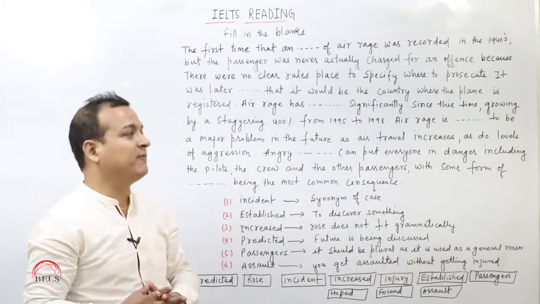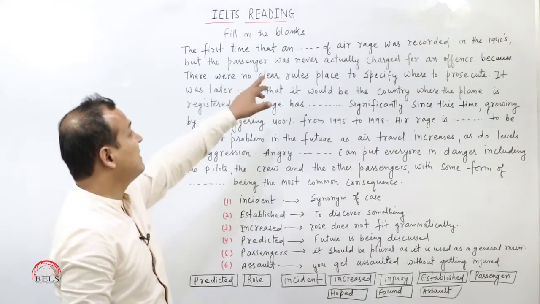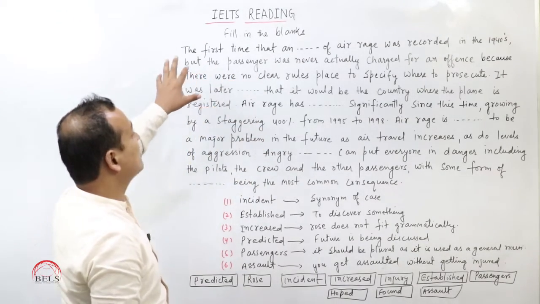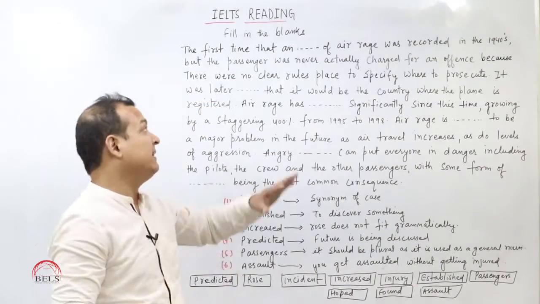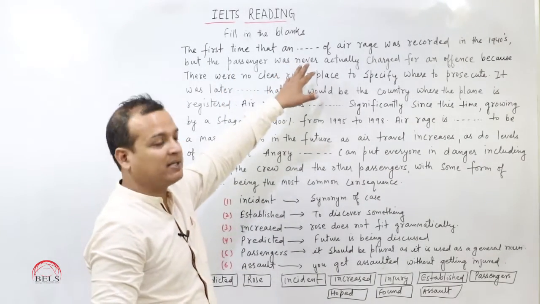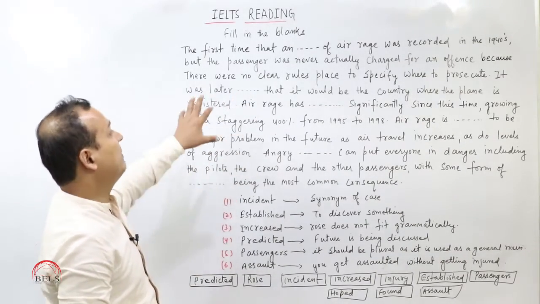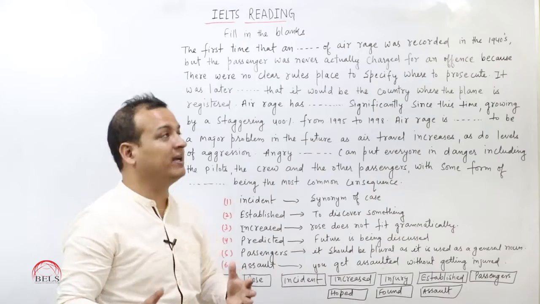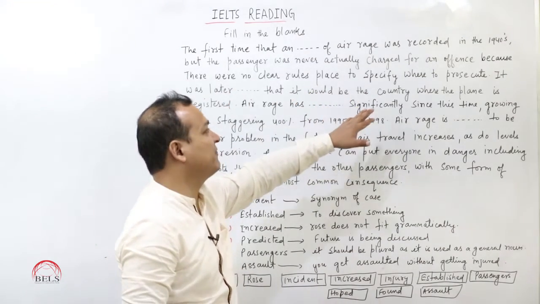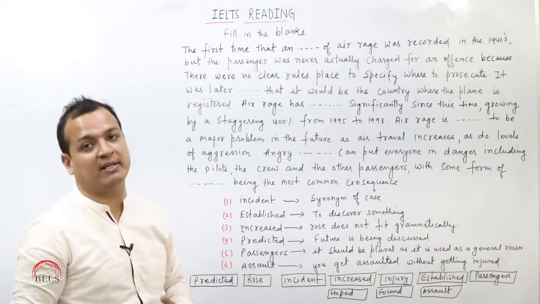So based on the passage, if you read it, the first answer is incident: the first time that an incident of air rage, and grammatically incident is fitting there. Why? Because in the passage they have written the word case, and incident is a synonym of case. Second is was later established. Basically, established means to discover something. There were no clear rules to specify where to prosecute. It was later established, that means something was discovered later.